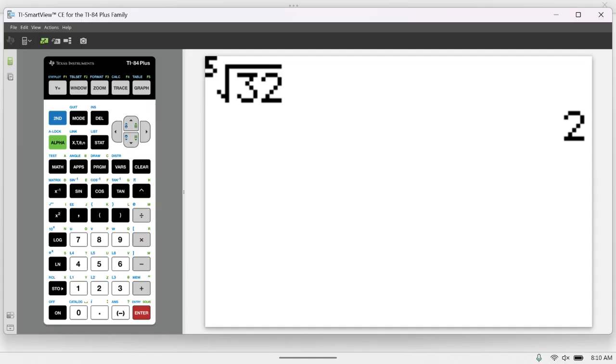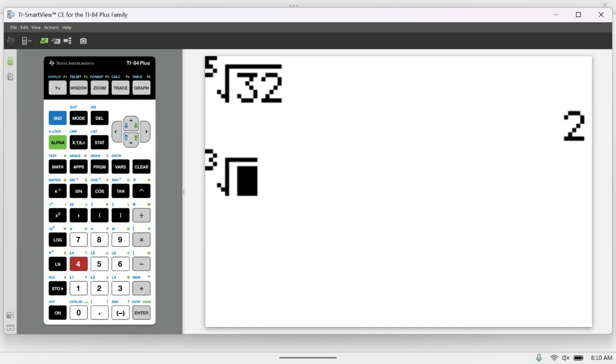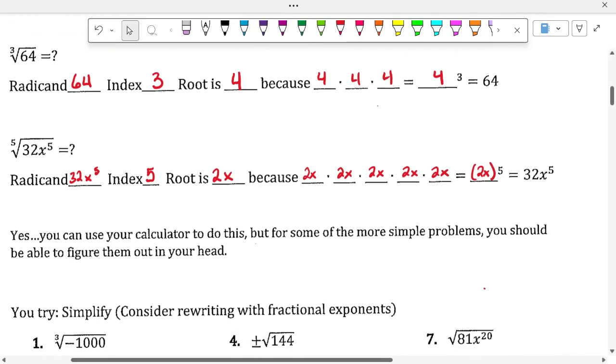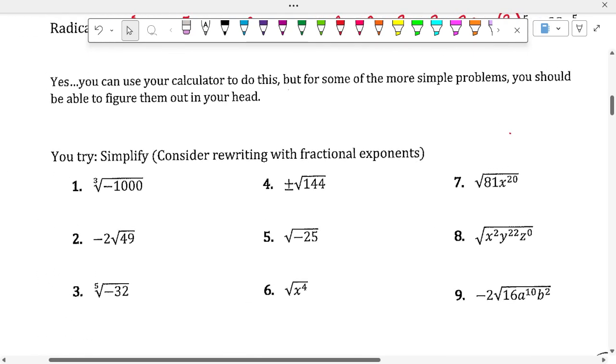Now, remember, cube roots you don't have to do this for, because if you hit the math key again, 4 is already a cube root. So you can just click 4 and that'll input the cube root for you. So 64, 4. Now, let's see if you guys can figure these out.